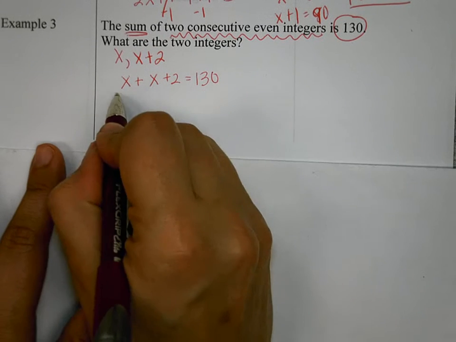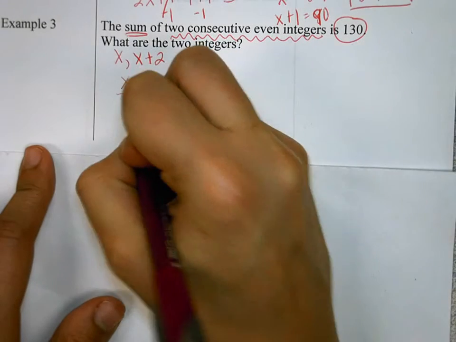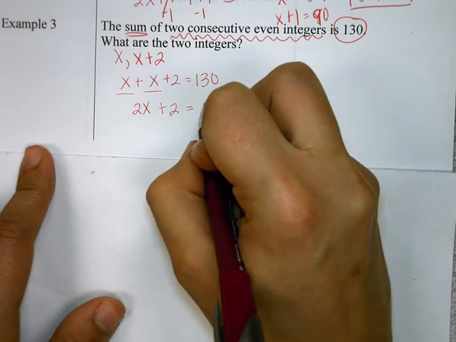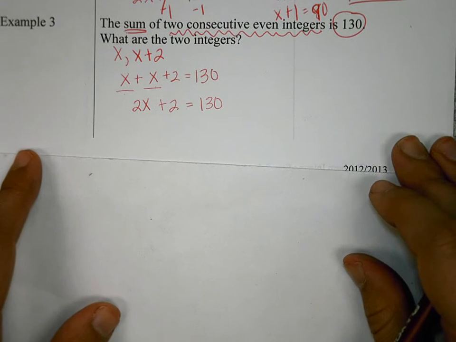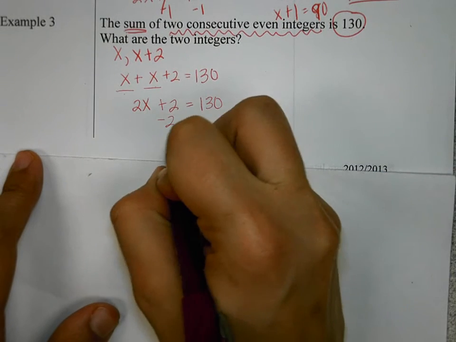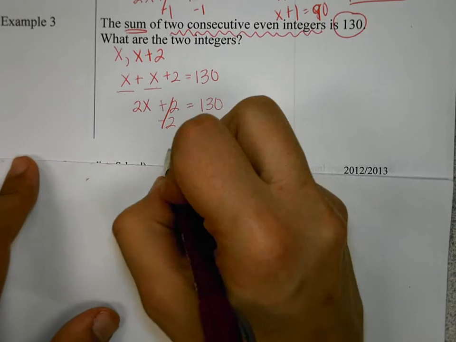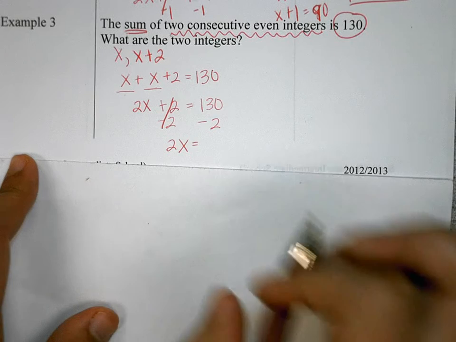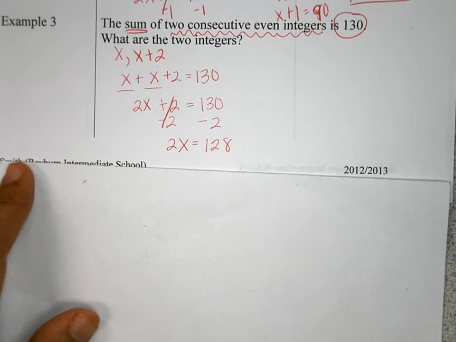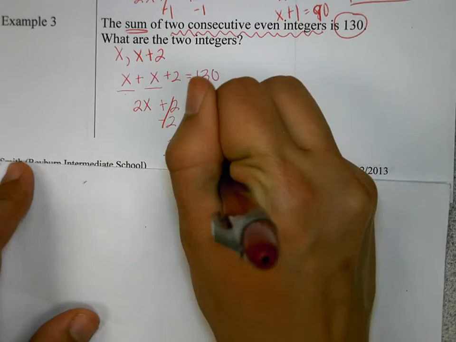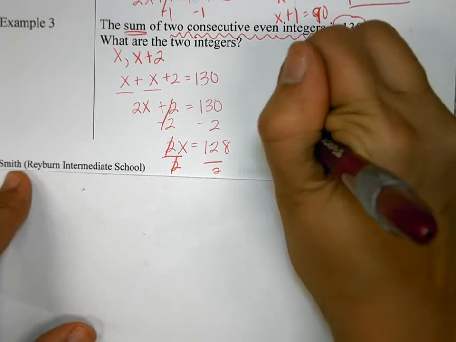So I'm going to combine like terms here. x plus x gives me 2x plus 2 equals 130. Subtract 2 from both sides. So I get 2x equals 128. Divide both sides by 2. So I get x equals 64.